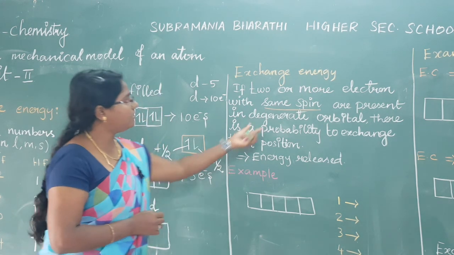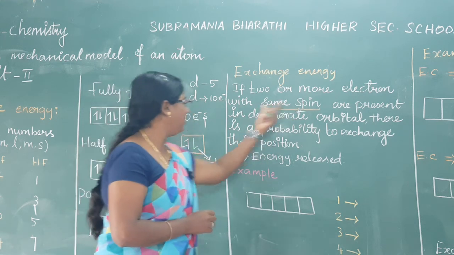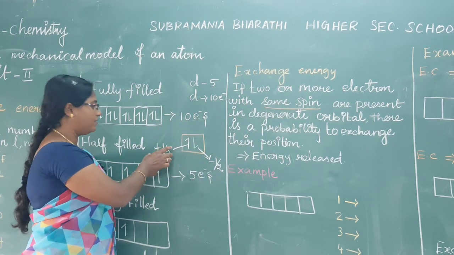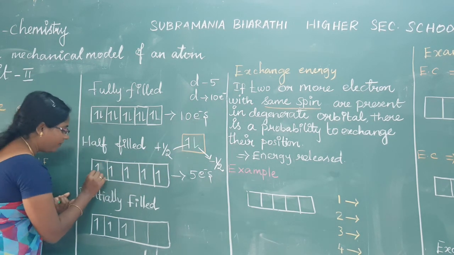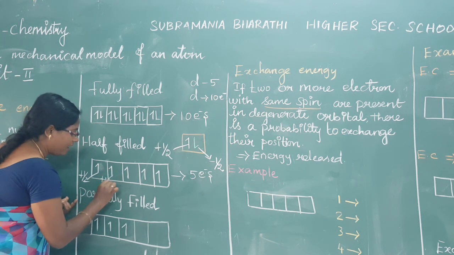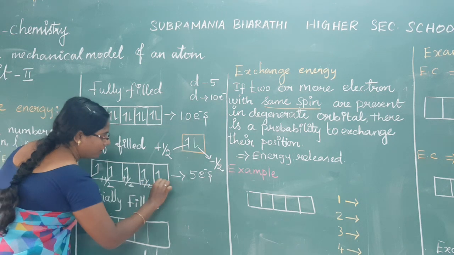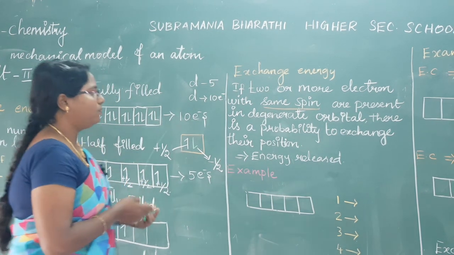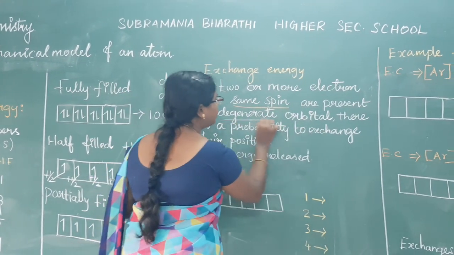Here what they are saying is, 2 or more electrons with the same spin means only one kind of spin, positive means only positive. Let me explain that here. It has plus half, and this also has plus half, and this also has plus half, and the same thing goes on. In this case only, exchange energy is possible, and these same spin electrons must be present in degenerate orbitals.